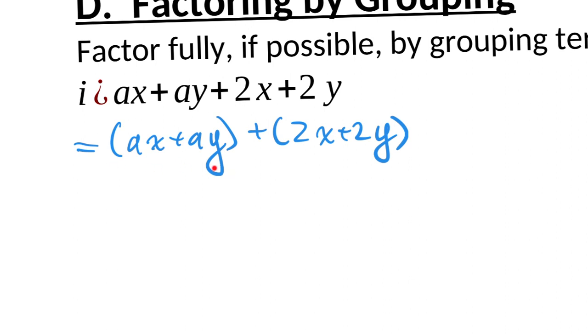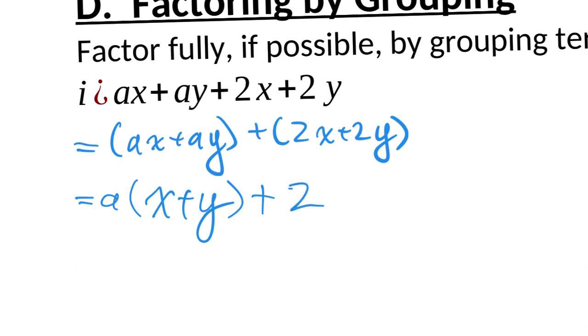We're going to take a look at this, and we're going to say the first bracket, what is common to the first bracket? Tell me, nice and loud. A. It's A. So we're going to pull off A, and then we have to say what's left over. x plus y. And then for the second bracket, what's common to it? 2. So we pull off the 2. That's easy.